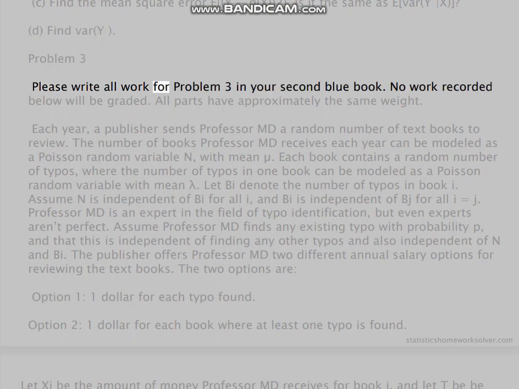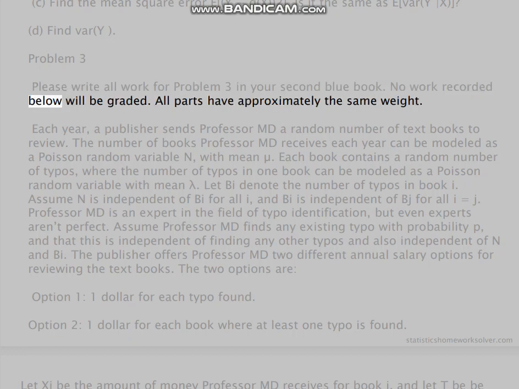Problem 3. Please write all work for problem 3 in your second blue book. No work recorded below will be graded. All parts have approximately the same weight.